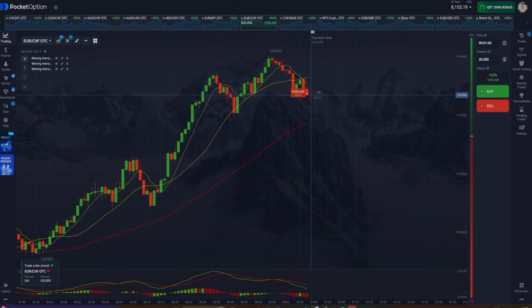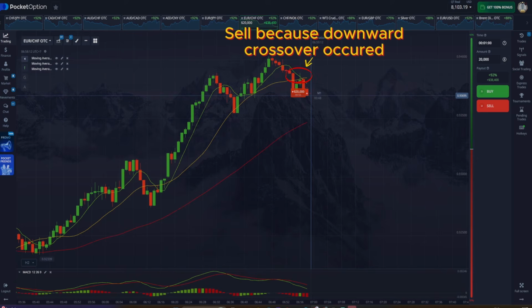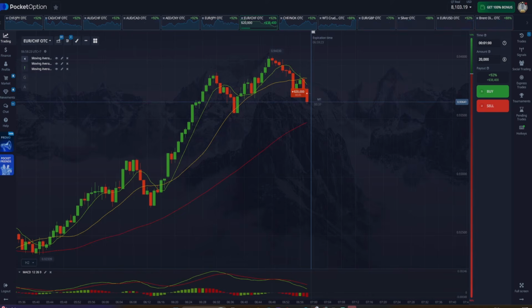All right, traders, I'm spotting a signal from the moving averages. The green line, MA7, has just crossed below the yellow line, MA20. This indicates that bearish momentum is forming and sellers are taking control of the market. That's why I'm taking a sell position now based on this MA signal. Let's see how it plays out. Okay, profit. Now we'll open the market again to look for the next opportunity.